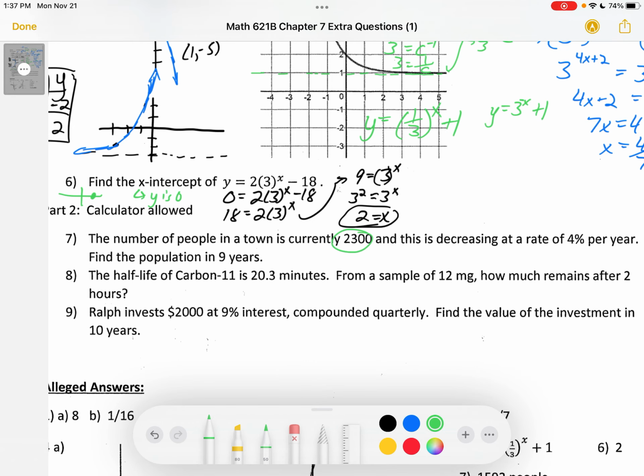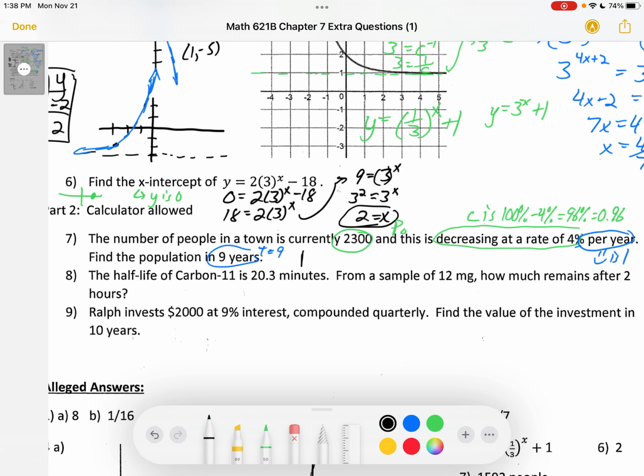So currently 2,300, that is the initial amount. Decreasing at a rate of 4% per year. That's going to give us our base, which is 100% minus 4%. We're losing 4%. 96%, or the base of our exponent is going to be 0.96. And how long does it take for that kind of decrease to happen? It takes 1 year. So that means the smiley face is 1. The time elapsed is going to be 9.